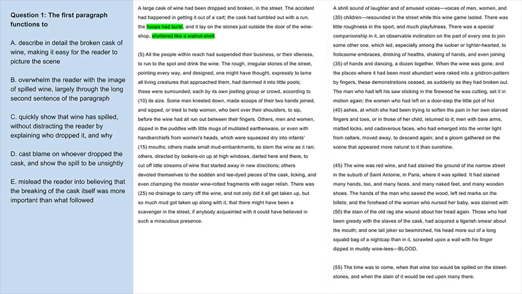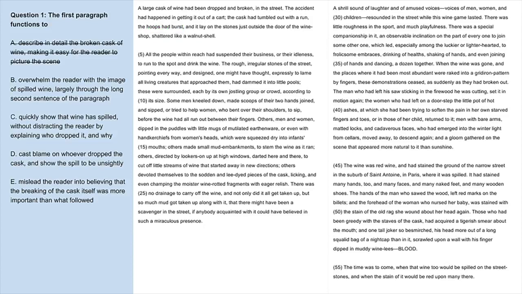However, notice that if you don't know what a cask is, this is harder to picture. What are hoops on a cask? It's shattered like a walnut shell, but what's it made of? Shell? Glass? Porcelain? If you don't know any of that, it's hard to picture accurately, and that's because there's not enough detail for you to picture it accurately without some outside knowledge. So A is not really a very good answer. And always remember that you're looking for the best answer. There might be more than one correct answer, but you want the best one. So we're going to go ahead and cross this out because there is a better answer.